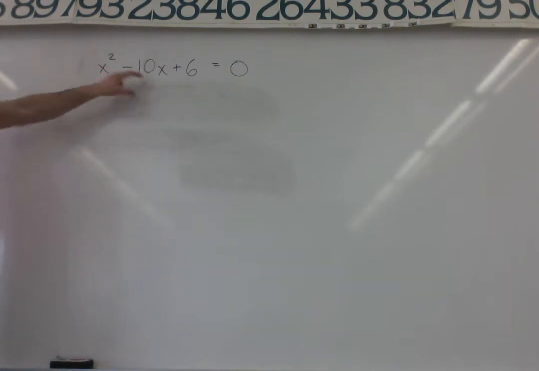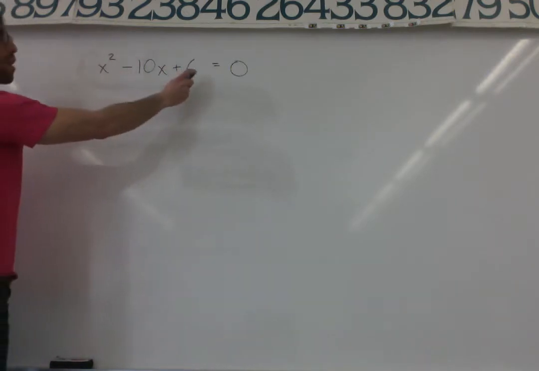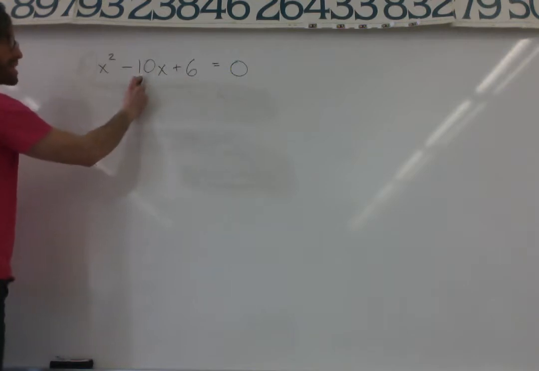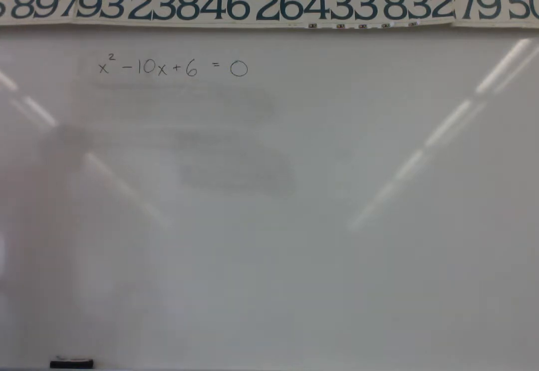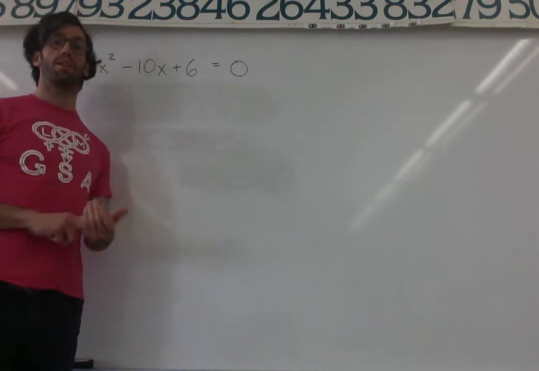Well, because b is even and a is 1. All right? This obviously can't be factored. The lead coefficient is 1, so we can just ask ourselves, are there two numbers that multiply to 6 and add to negative 10? No, so it can't be factored. So the next line of business would be to use the quadratic formula or completing the square.